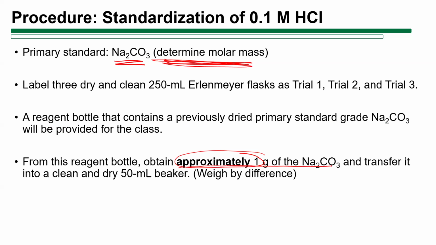Hold on, because at this point, you don't need yet to weigh by difference. Okay? Because you only need approximately 1 gram. So you can just use a top loading balance here. Right? Just use a top loading balance. Put your beaker on the top loading balance, you tare it, and then approximately get 1 gram. Okay, per group you get 1 gram.